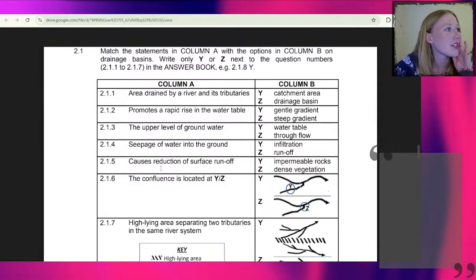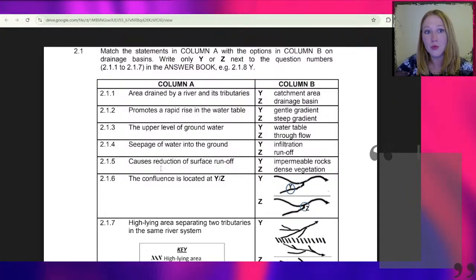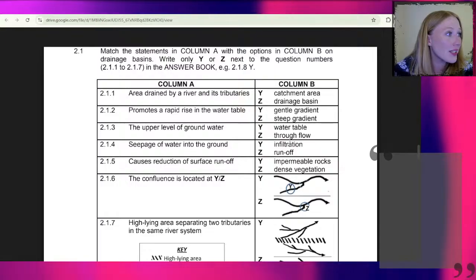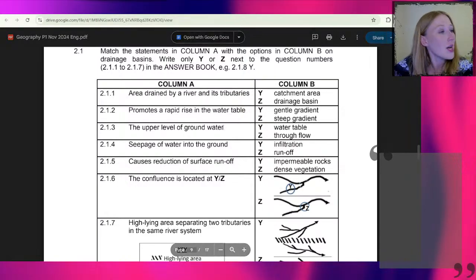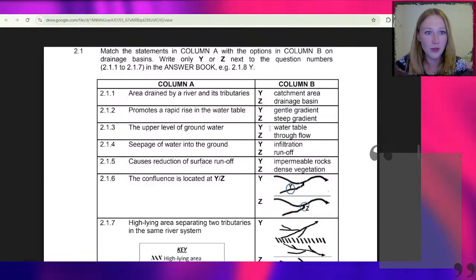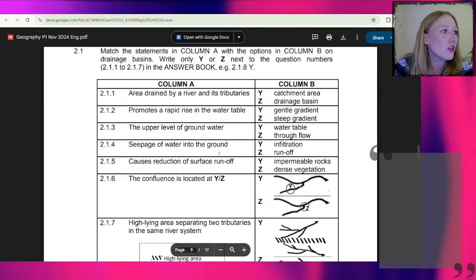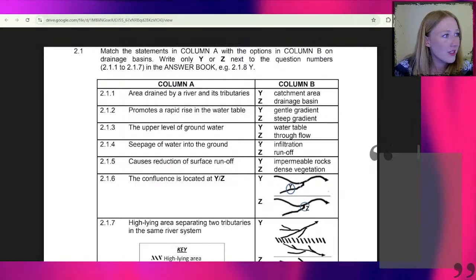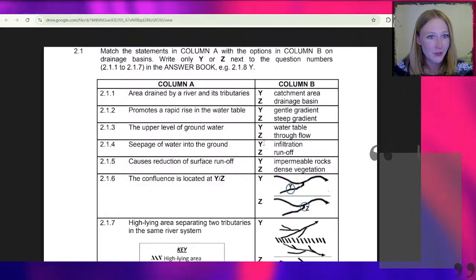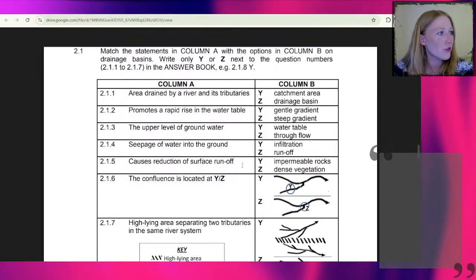Promotes a rapid rise in the water table. Okay, rapid rise. So water is running quickly, it's flowing quickly. So we need a steep gradient. That would be Z. Upper level of the groundwater, the highest level, so the top of the groundwater, that would be the water table. Seepage of water into the ground. So as it flows into the ground, it is infiltration. Causes reduction of surface runoff.